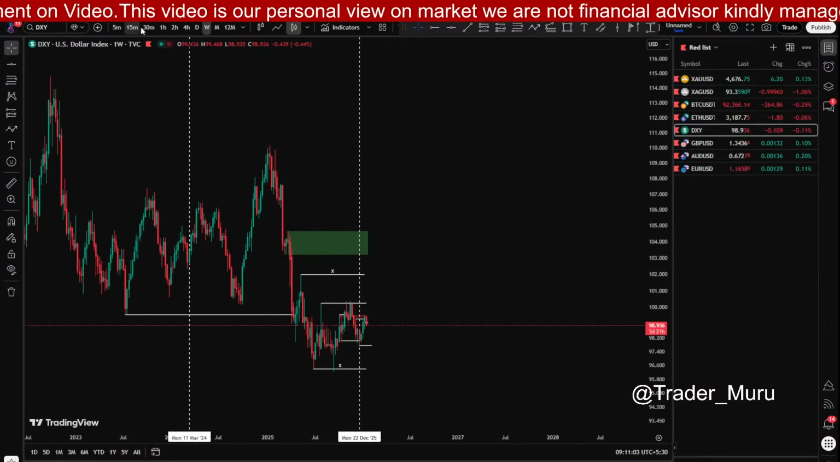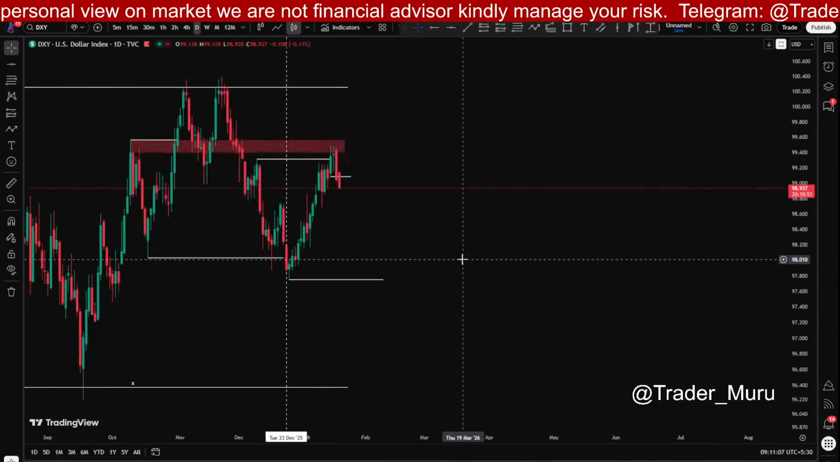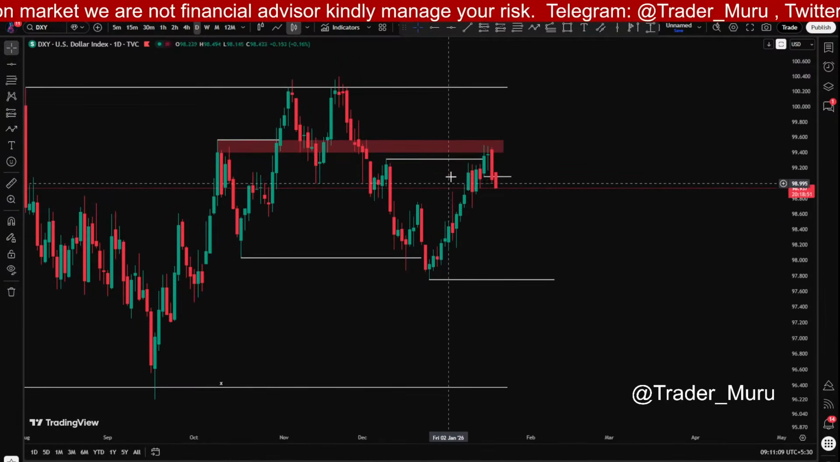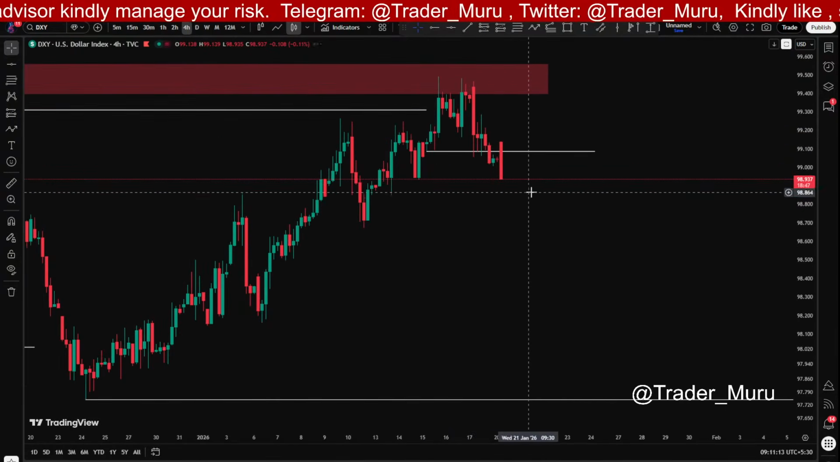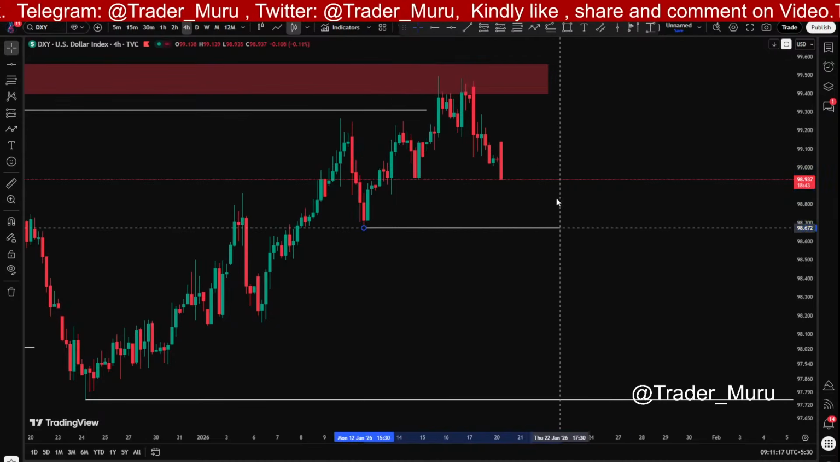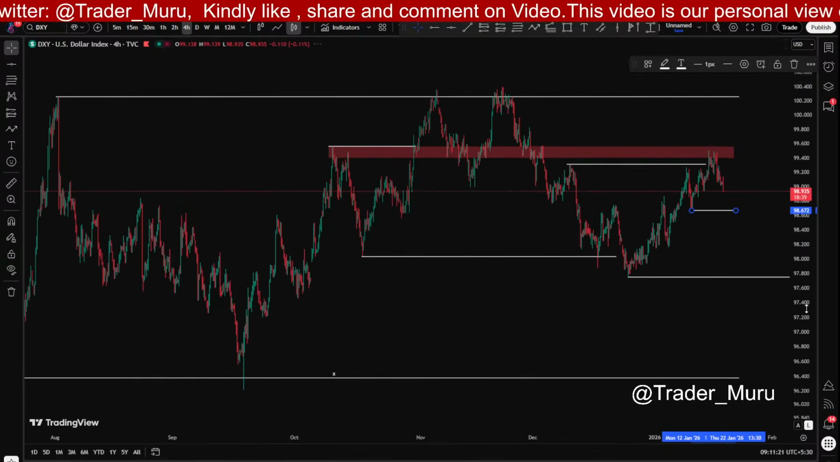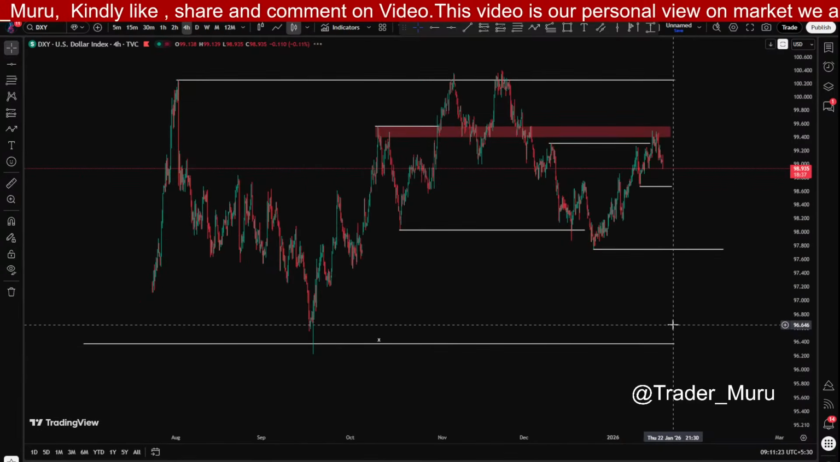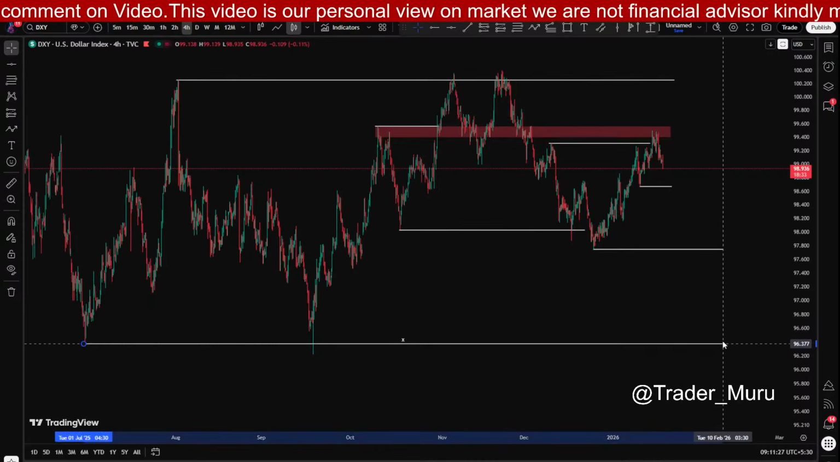DXY is acting same as we expected. The rejection from this red zone is coming here, and in 4-hour time frame, once we have a break of this low, the downtrend will be confirmed, and then we will see DXY near these zones here, around 96 again.